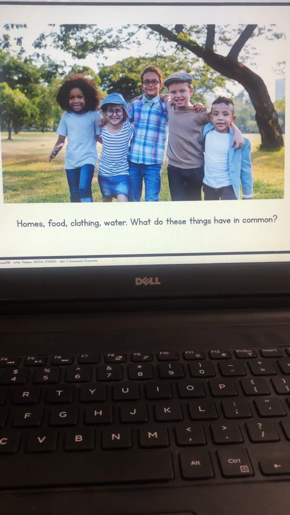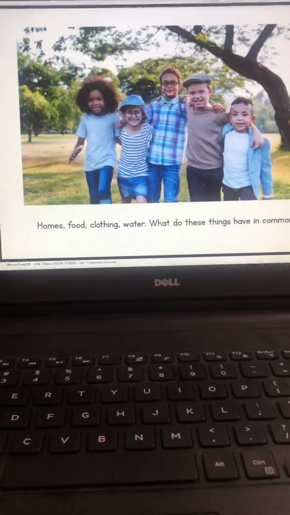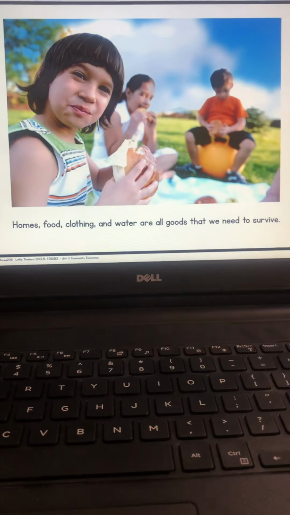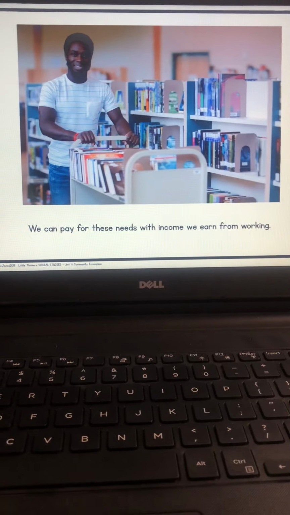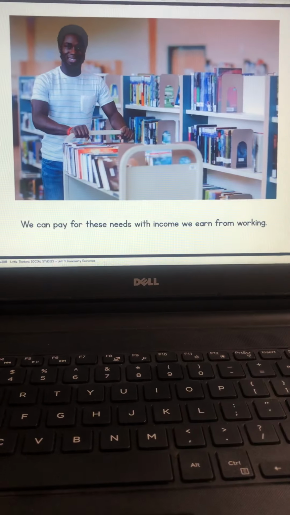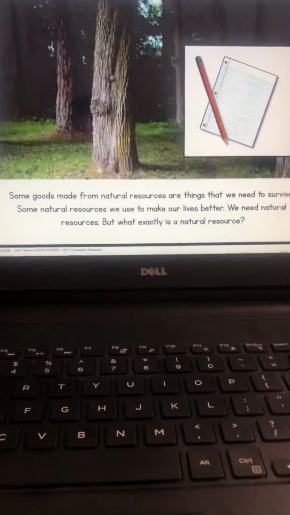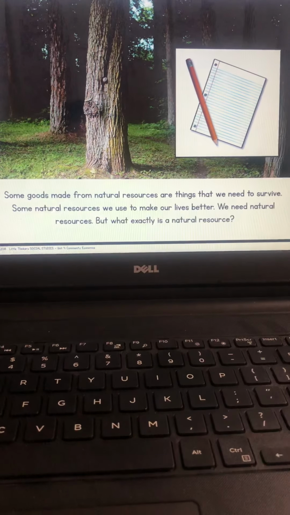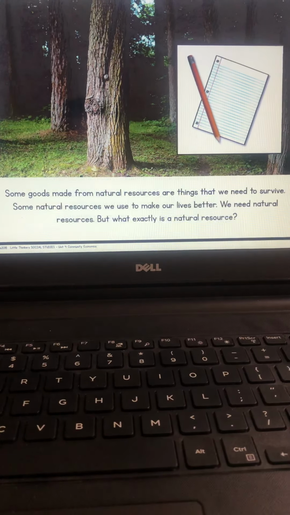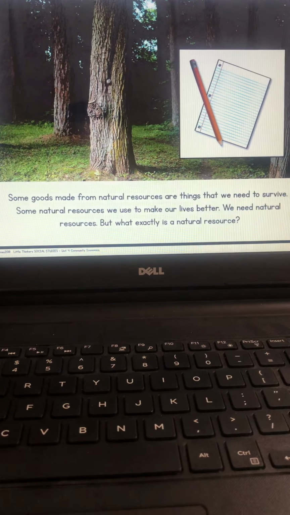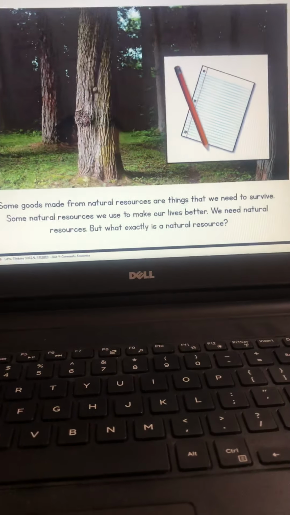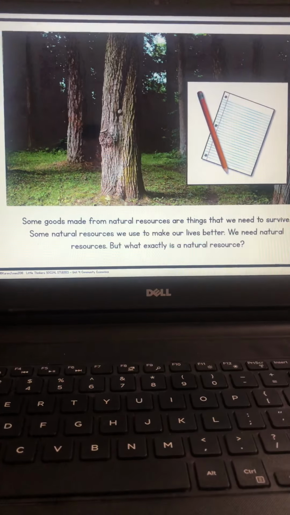Homes, food, clothing, and water, what do they all have in common? Well, homes, food, clothing, and water are all goods that we need to survive. We can pay for these needs with income we earn from working. And we've been talking about that since the first economics lesson. Some goods are made from natural resources that we need to survive. Some natural resources we use to make our lives better. So we need some to keep us alive and some just to make us happy.